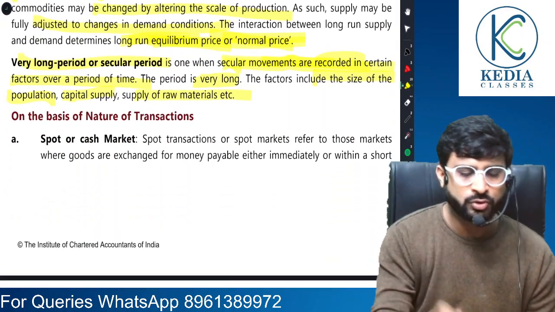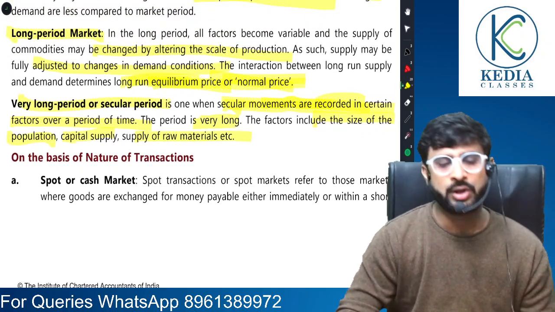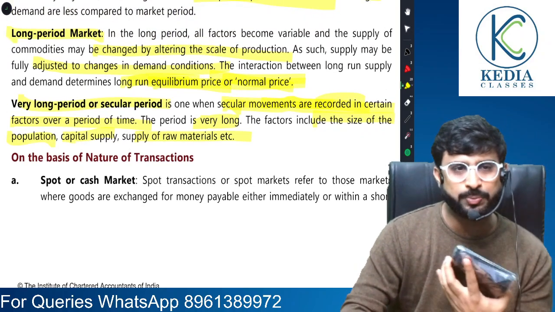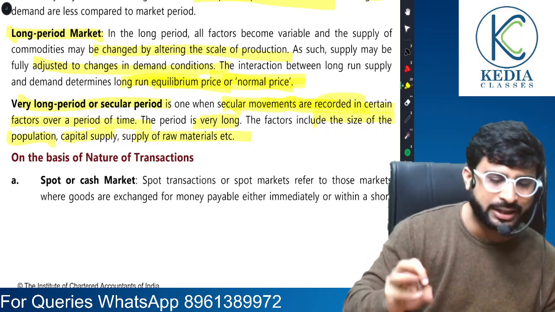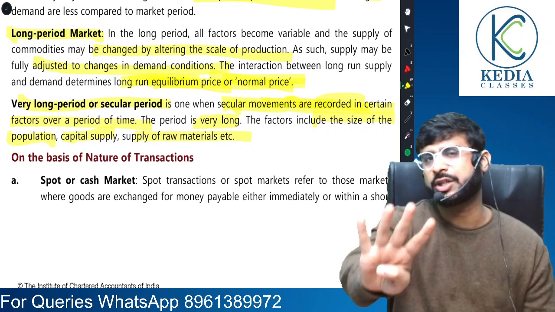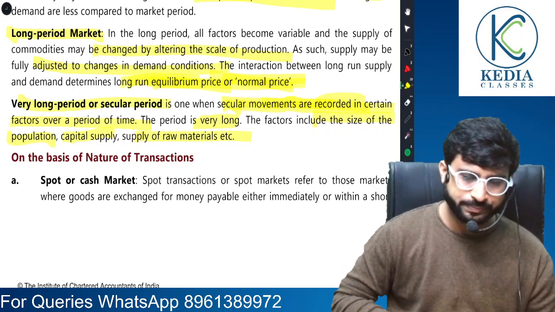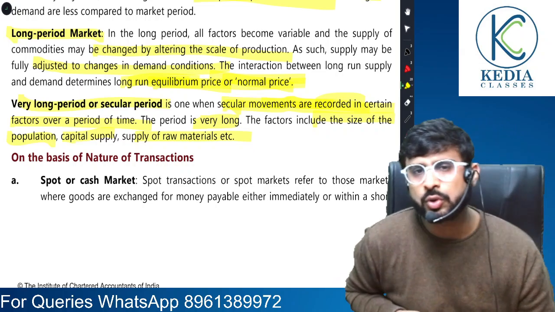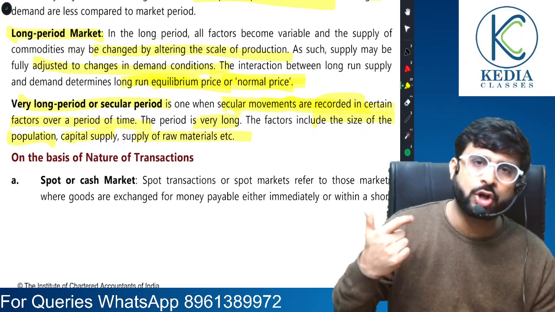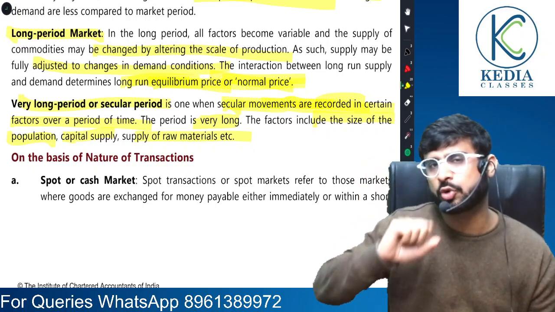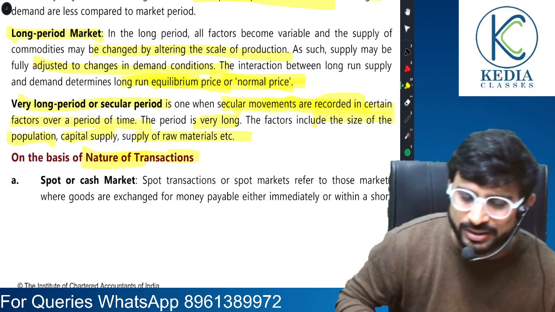Understood, sir. So, sir, we have classified markets on two bases as of now. Number one that we discussed was as per region or area, where we had studied local market, regional market, national market, international market. So it had four types as per locality. Then we moved to the next type where we classified on the basis of time period. Very short, short, long, very long. Again four types.